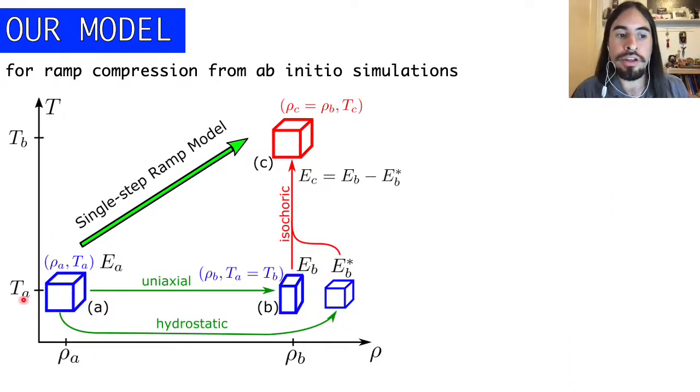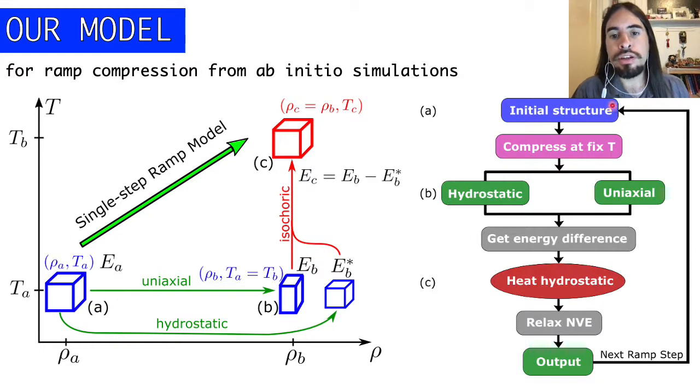Therefore, we start with an initial density rho A and temperature Ta. We compress uniaxially and hydrostatically to obtain the energy difference between these two states, and that energy difference is put back into the sample, which later on results in a temperature increase, which is what we are interested in. So once again, we start with an initial structure, compress at fixed temperature with uniaxial and hydrostatic compression, get energy differences that are put back into the sample, and we relax to obtain the temperature. Then that new state is used as the initial state for the next step in our model.